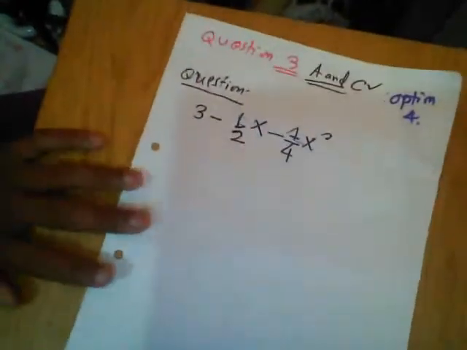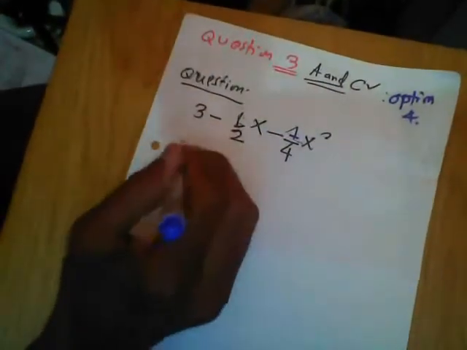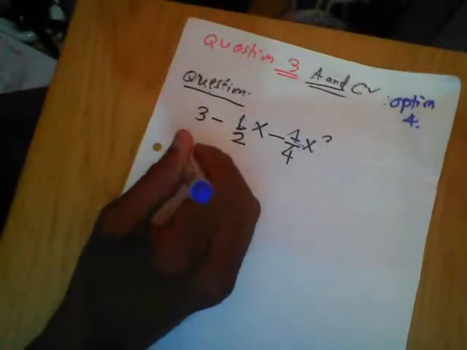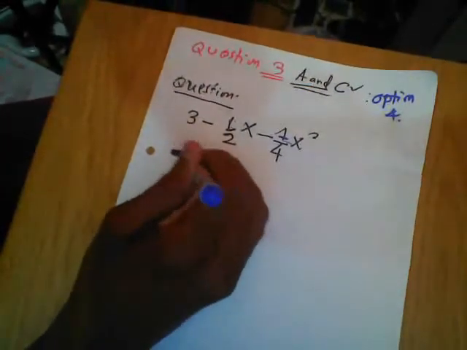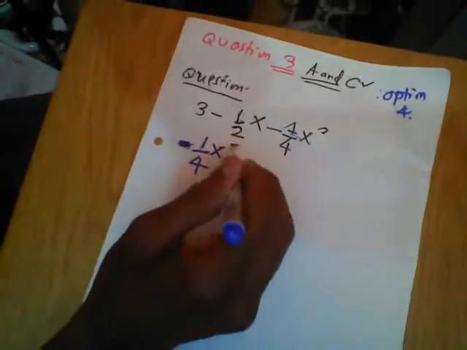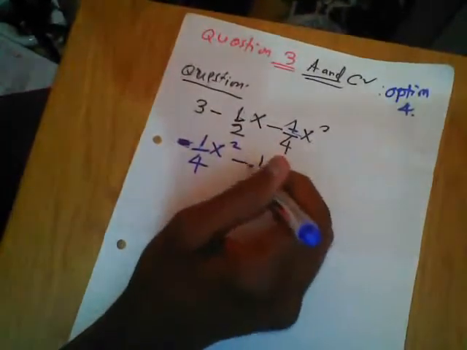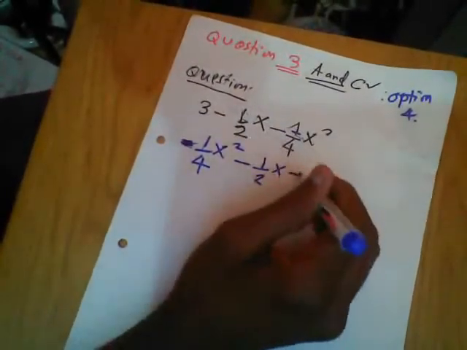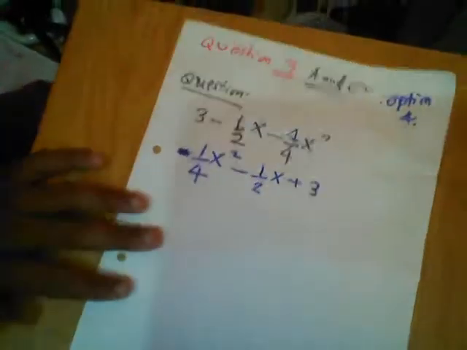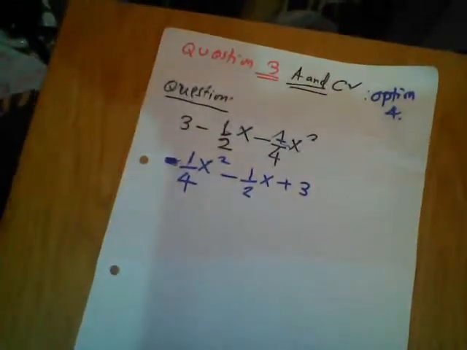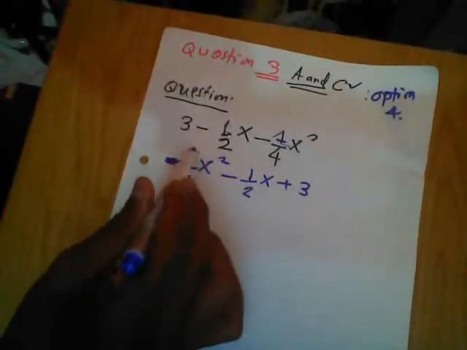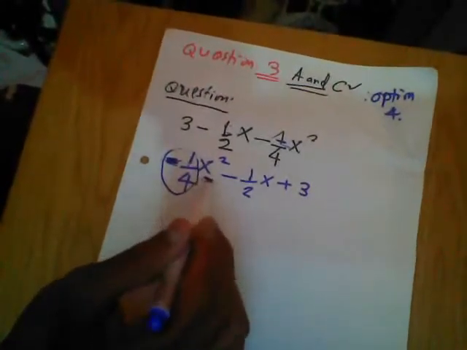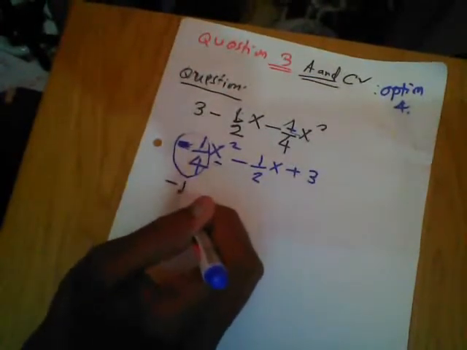I'm going to rearrange first of all. If I rearrange, it's going to be negative 1 x squared, and then minus a half x, and then plus 3. So for completing the square, first of all, you have to separate. Before you separate, whenever you have any number, you have to factor out. So I'm going to factor out any number which is with the x squared, which is negative 1 over 4.